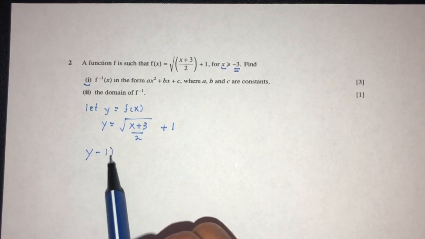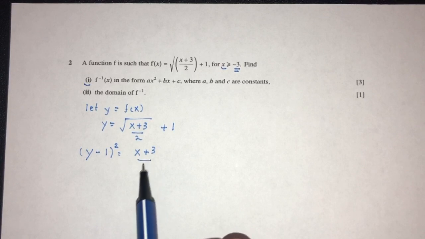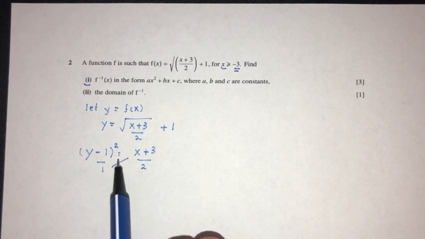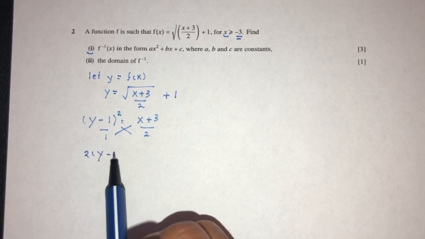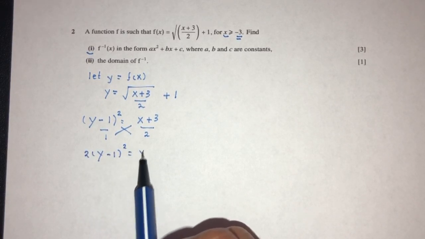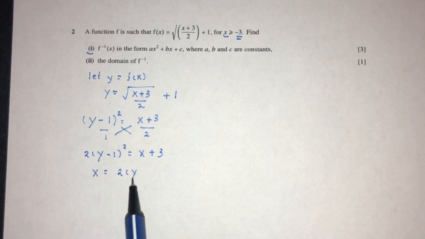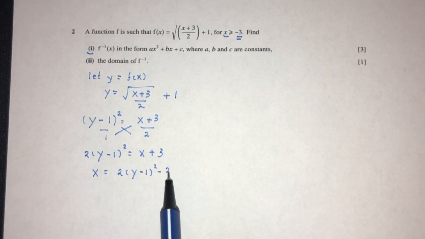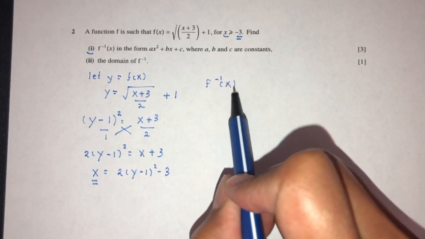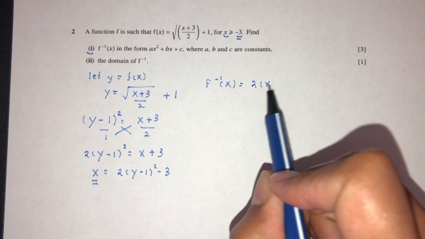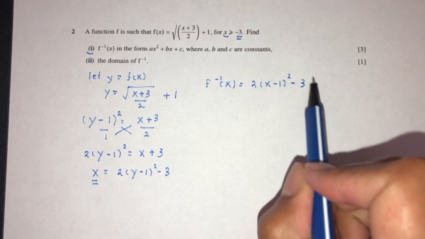Then we can square both sides. That will be the square, and that will be x plus 3 over 2. Then we can just cross multiply. You will have 2 times (y minus 1) squared equal to x plus 3. So finally x will be 2 times (y minus 1) squared, minus 3. Now finally f inverse, it is in terms of x, so you have to write 2 times (x minus 1) squared minus 3. Now we have to expand this, express this in this form.